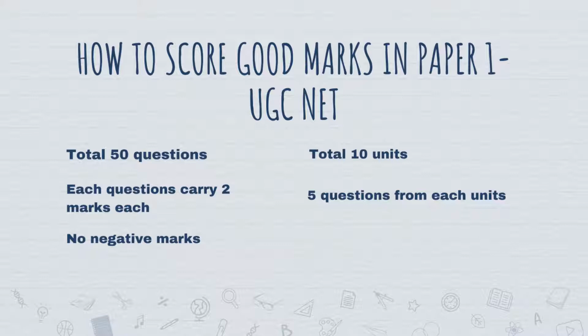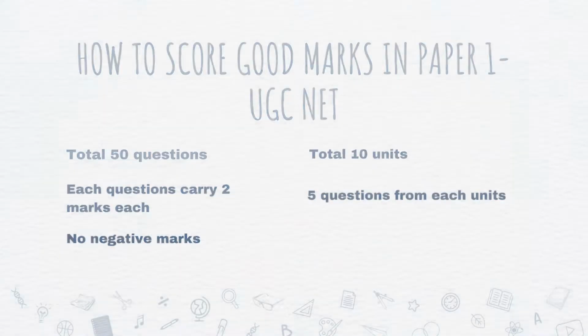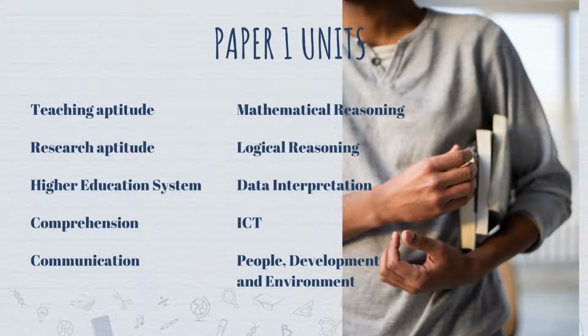You can answer as many questions as you want. You don't have to fear negative marking. Regarding the subjects, these are the units in paper 1: teaching aptitude, research aptitude, higher education system, comprehension, communication, mathematical reasoning, logical reasoning, data interpretation, ICT, people development, and environment.